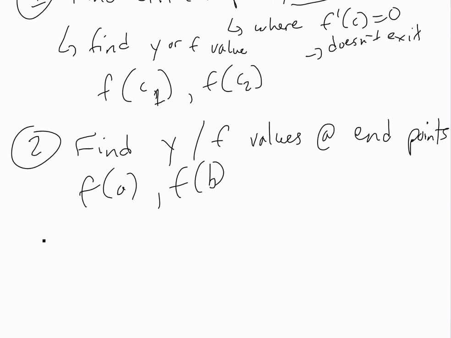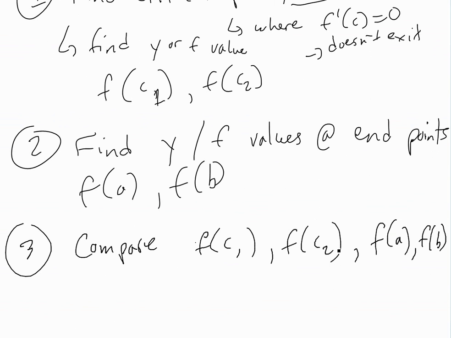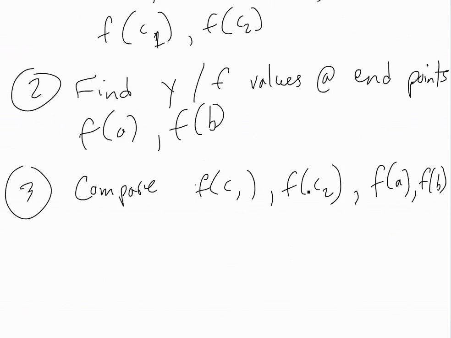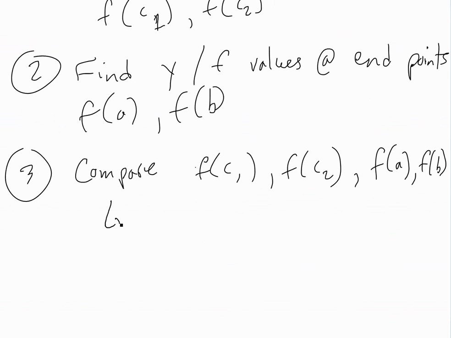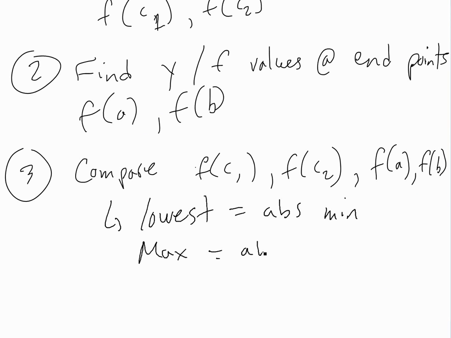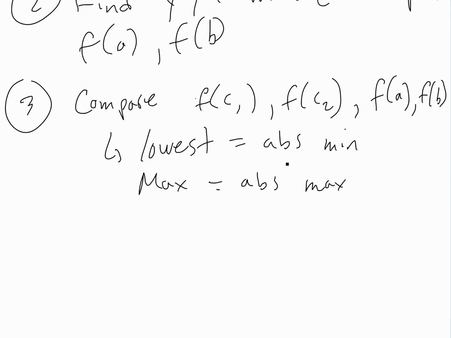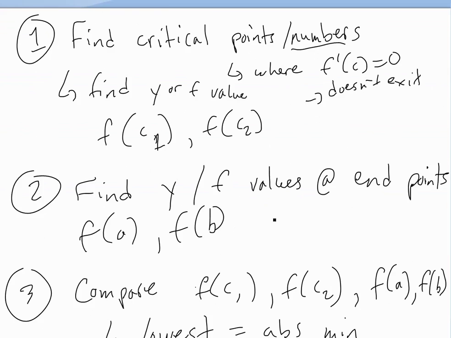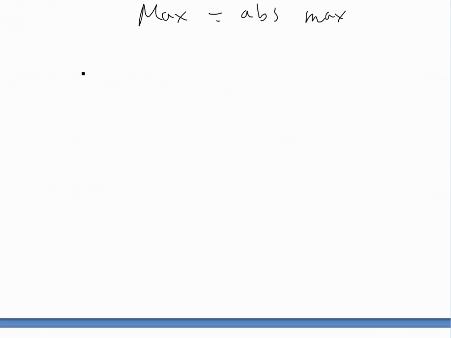So the third step is pretty straightforward. We just compare all the values and see which is the lowest and which is the highest. We compare all these y values or f values, and the lowest is the absolute minimum, and the largest is the absolute max. Now let's do an example to clarify this. It's pretty straightforward. Hopefully you're following along.